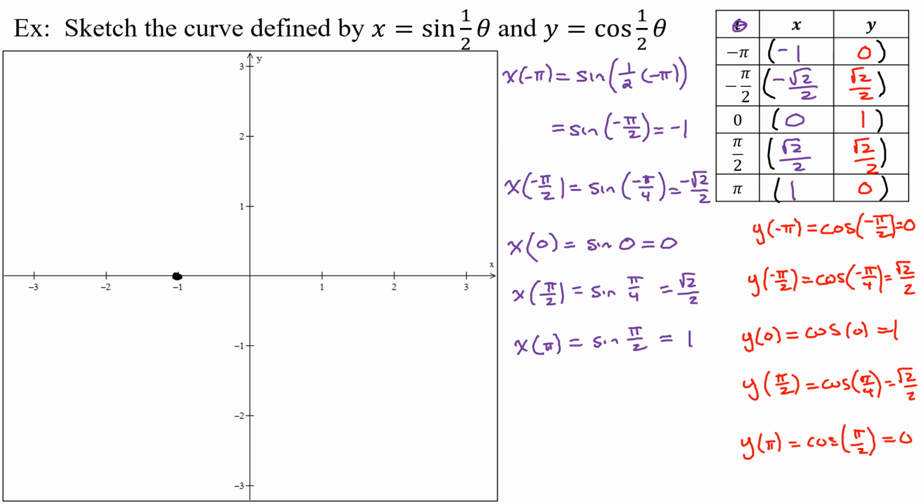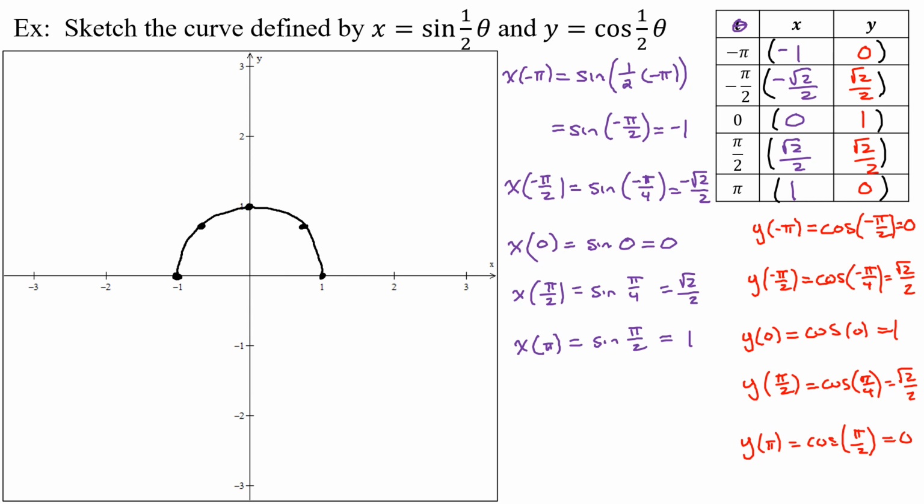Square root of 2 over 2 is about 0.7, a little bit more than 0.7. So if you go to about 0.7 and 0.7, maybe about right here. Then we have the point 0, 1, the 0.7 and 0.7 again, and then 1, 0. You actually end up, and don't get confused, this is not a parabola. This is actually a semicircle.